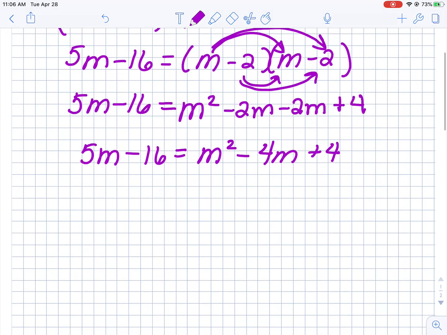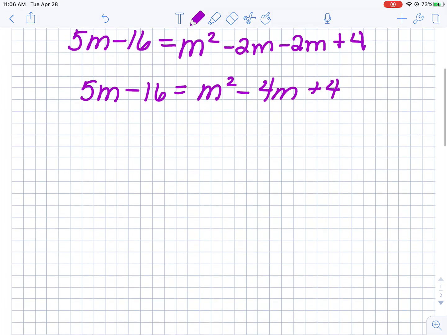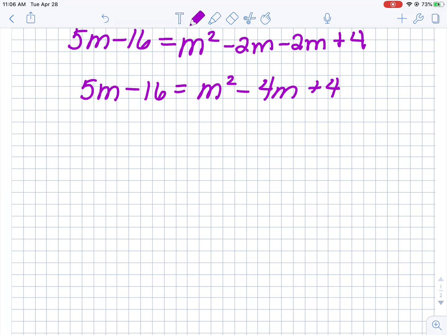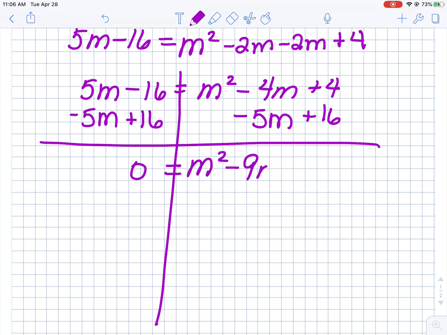Now, as soon as you see that this is a quadratic, that means we're going to either have to factor or use quadratic formula, which means we need one side of the equation to equal 0. So I'm going to subtract 5m from both sides, and remember to line it up where it has to go. And I'm going to add 16 to both sides. Opposite operation, because we are actually solving, we are getting everything to one side. So we have 0 equals m squared minus 9m plus 20.